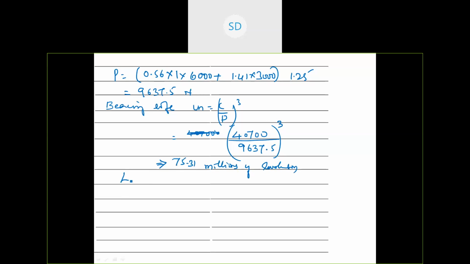Now again here, L required is more than Ln. Hence this bearing is not suitable. Okay. Now we need to go for the next one, 45 BC 04. Okay. 45 BC 04.